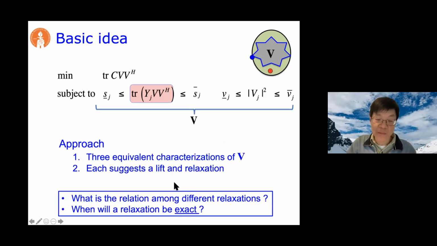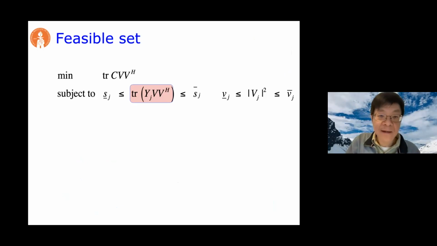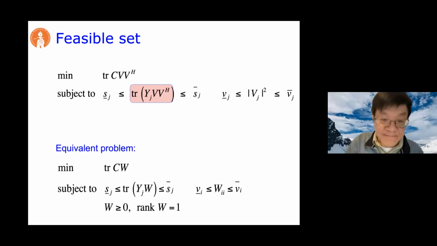So what we want to understand is how do we design this, how do we characterize the feasible set V, and each characterization will suggest what is the right superset to use, and that corresponds to a certain relaxation. And then what's the relationship between these relaxations, and when will a relaxation be exact. Okay, so let's focus on the feasible set, right? So the OPF relaxation all boils down to understanding the feasible set. So that's what the focus is.